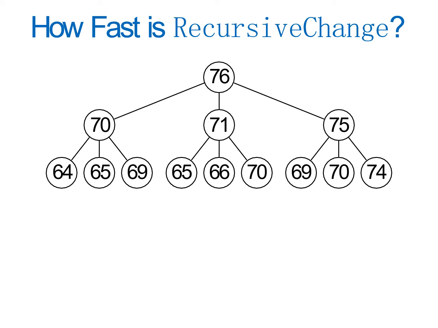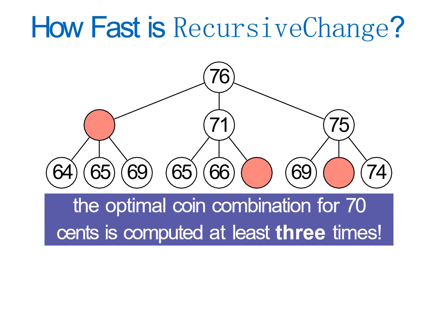Let's check how many times we have already tried to change 70 cents. 3 times, and we only started expanding this tree. In fact, if we continue further, we will see that there were 4 times when we needed to compute recursive change for 70. How many times do you think we will need to run recursive calls when we compute the minimum number of coins for 30 cents?